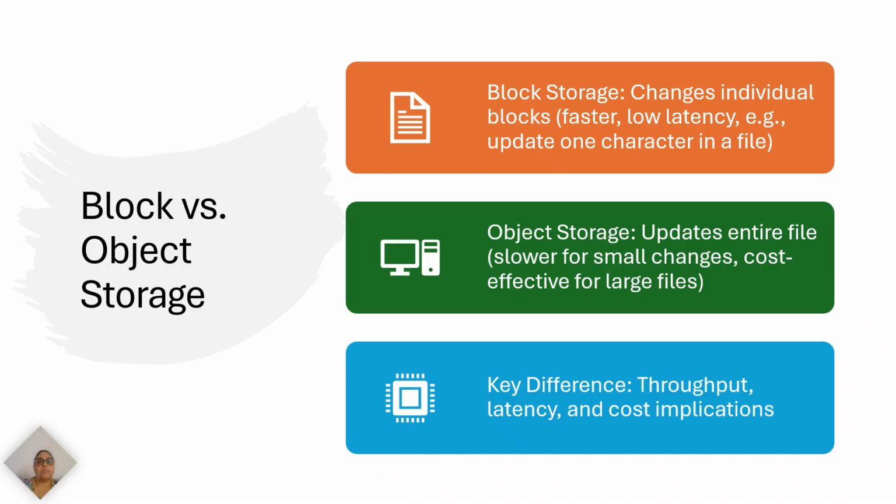A key concept is block versus object storage. In block storage like EBS, you can modify just a small part of a file, say one character in a 1 GB file, without rewriting everything. This is efficient for applications requiring frequent random reads and writes. This makes it faster and uses less bandwidth, ideal for databases or file systems where partial updates are common.